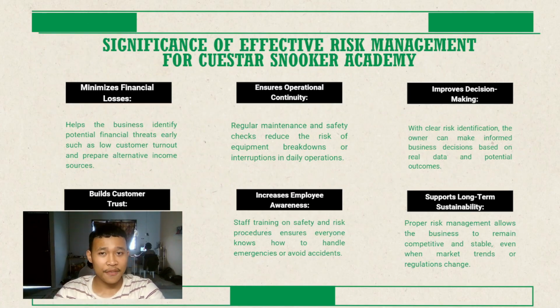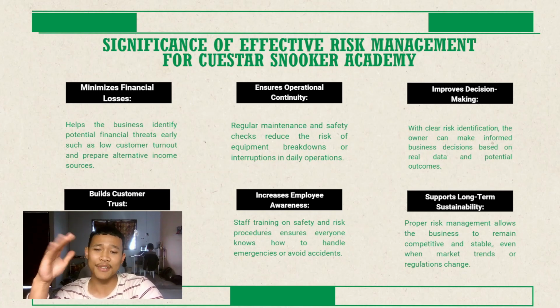Next, the significance of effective risk management for Q-Star Snooker Academy. First of all, effective risk management helps the business identify potential financial threats early, such as low customer turnout during off-peak seasons. By spotting this risk in advance, the owner can plan alternative income sources or promotions to maintain stable revenue.